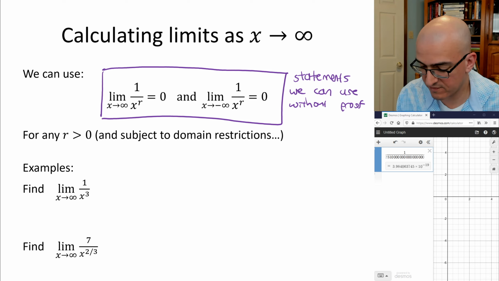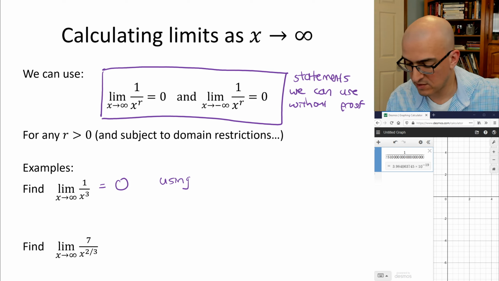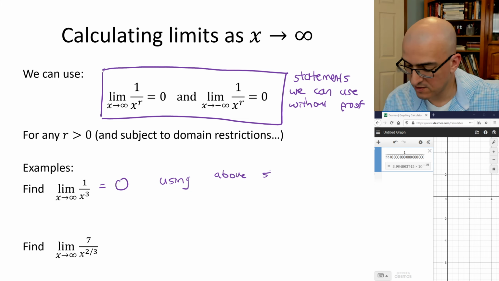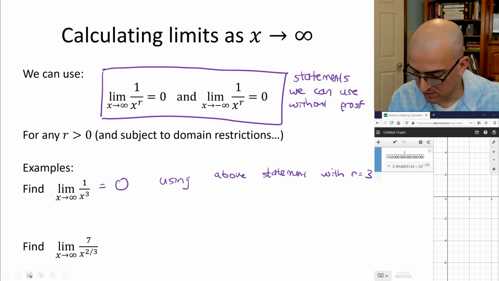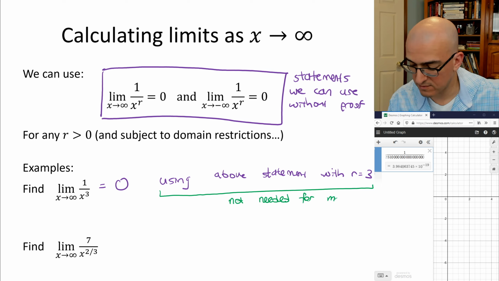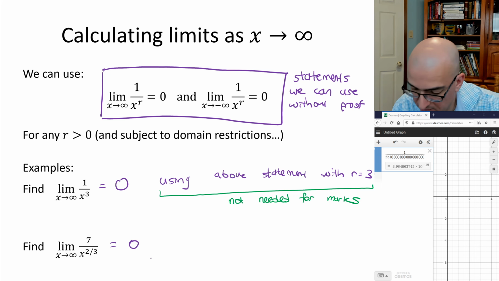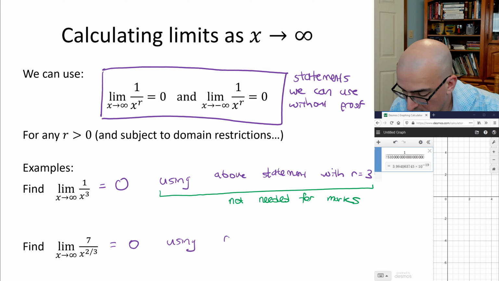So let's look at the first example here. This is just equal to 0 using the statement above with r equals 3. Just to let you know, you don't have to say that. You don't need to say anything. You don't need to write that to get full marks. You can just say equals 0. The one underneath is also 0 using r equals 2/3.